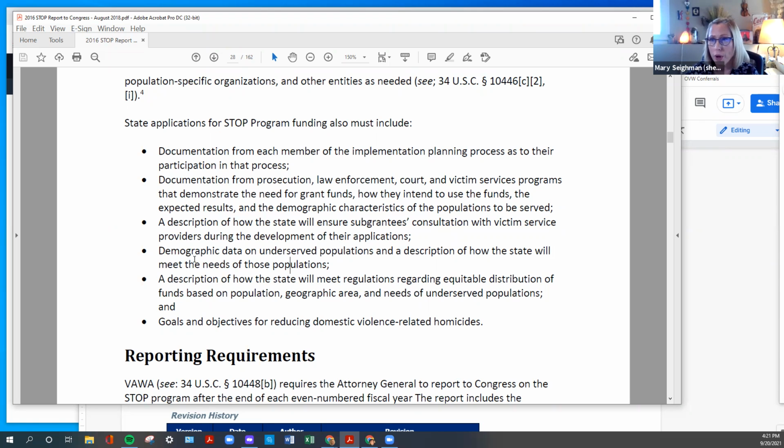And then you're all familiar with the fourth point, the demographic data. Generally that census data, and then the demographic data on underserved populations and where they're located within the state.